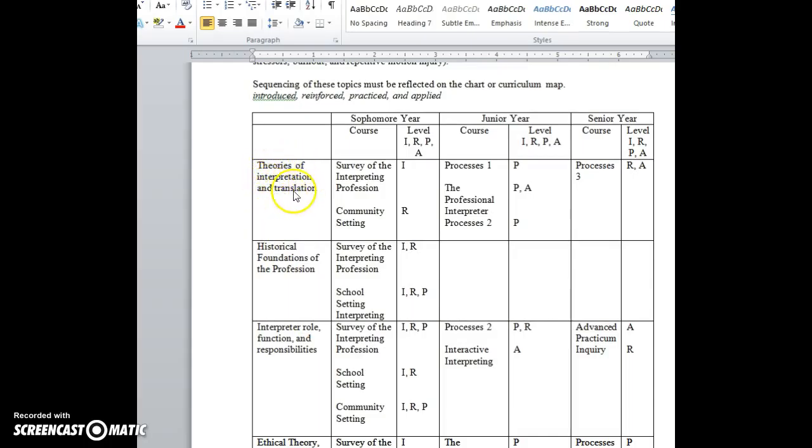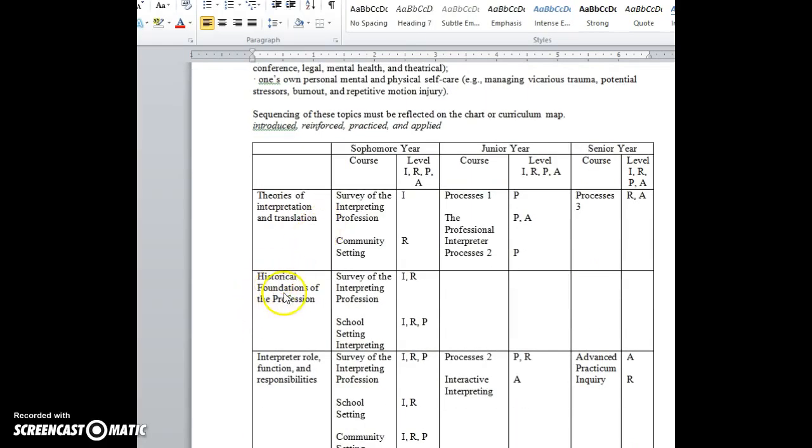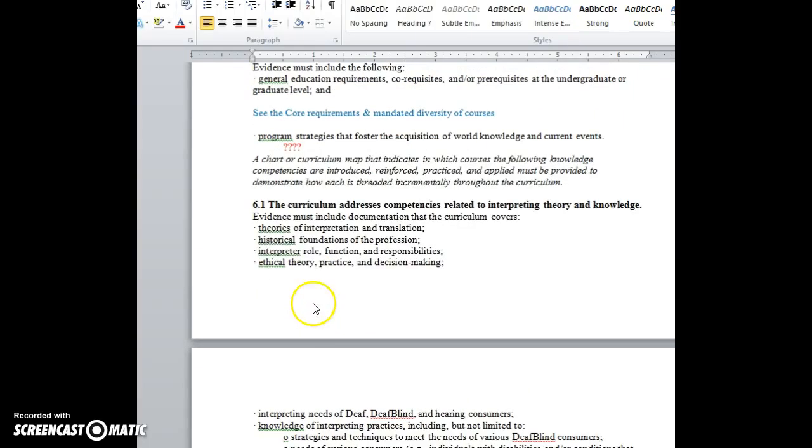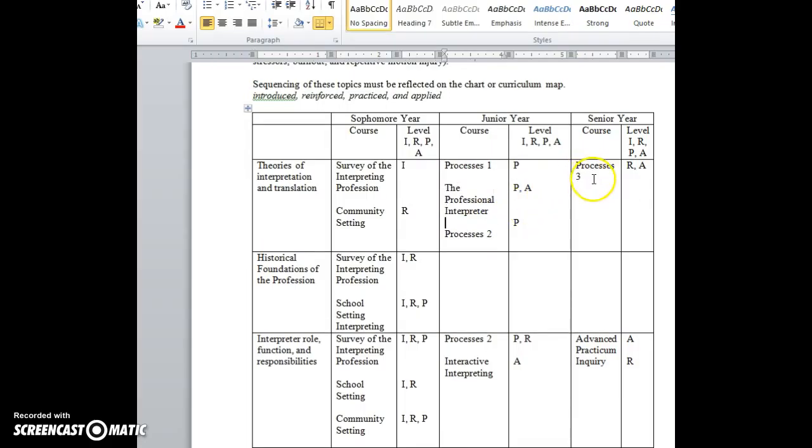So this theories of interpretation and translation comes from this. Then historical foundations of the profession is right here. And then interpreter role, you guessed it, the third one down. So all those ones are a separate block. Then we have, hey, these are the ones in the sophomore year, these are the ones in the junior year, and then senior year. So in the sophomore year, survey and community are always there. Junior year, processes 1, professional interpreter, processes 2, which there should be a space between the two of them.